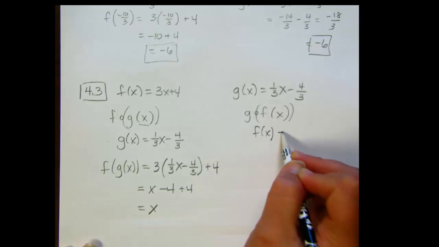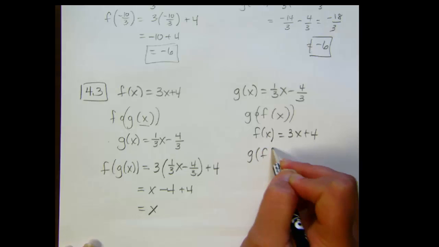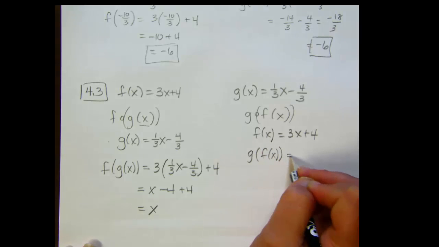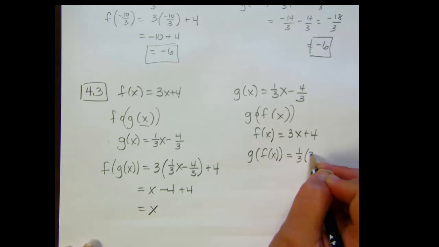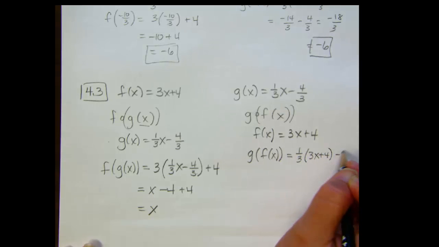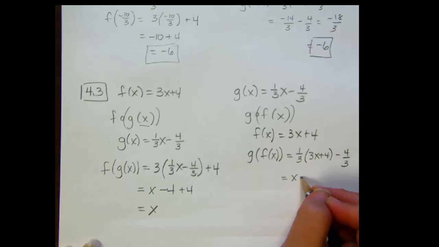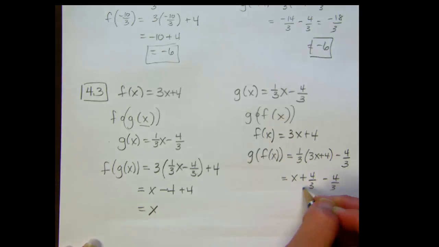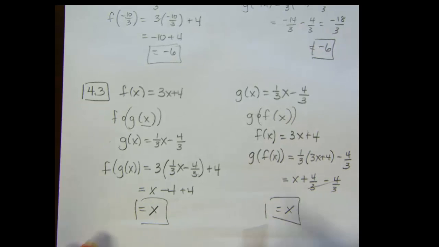Similarly, when I compose in the other order, I take the whole f of x expression, 3x plus 4, and substitute it into the x part of the g function. So I have 1/3 times all of 3x plus 4 minus 4/3. Again, when we distribute, we get x plus 4/3 minus 4/3, which ends up being x. And hopefully you're seeing a huge connection here.